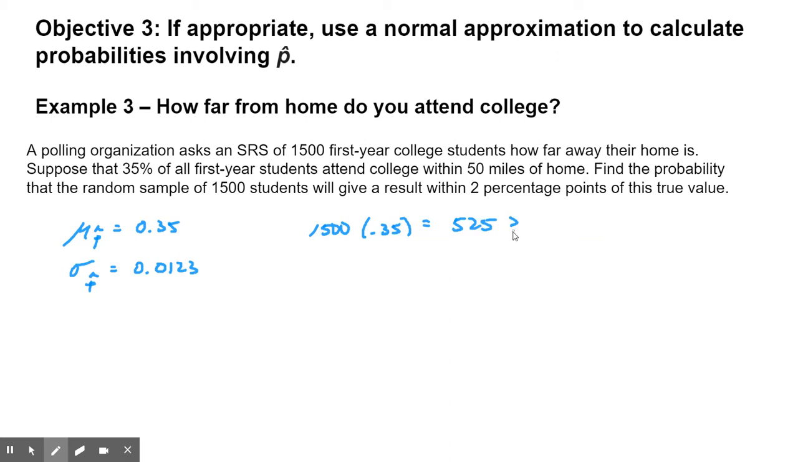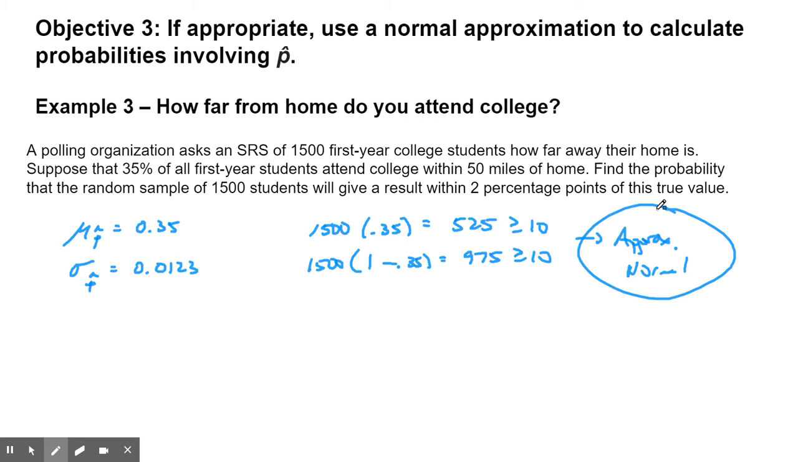Yes, that is at least 10. And now do n times 1 minus p, and that's 975. And yes, both of these are at least 10. So this distribution can be approximately normal, and we can do the problem using our normal distribution. Okay, so that's like the backup work, not the front end work, right?